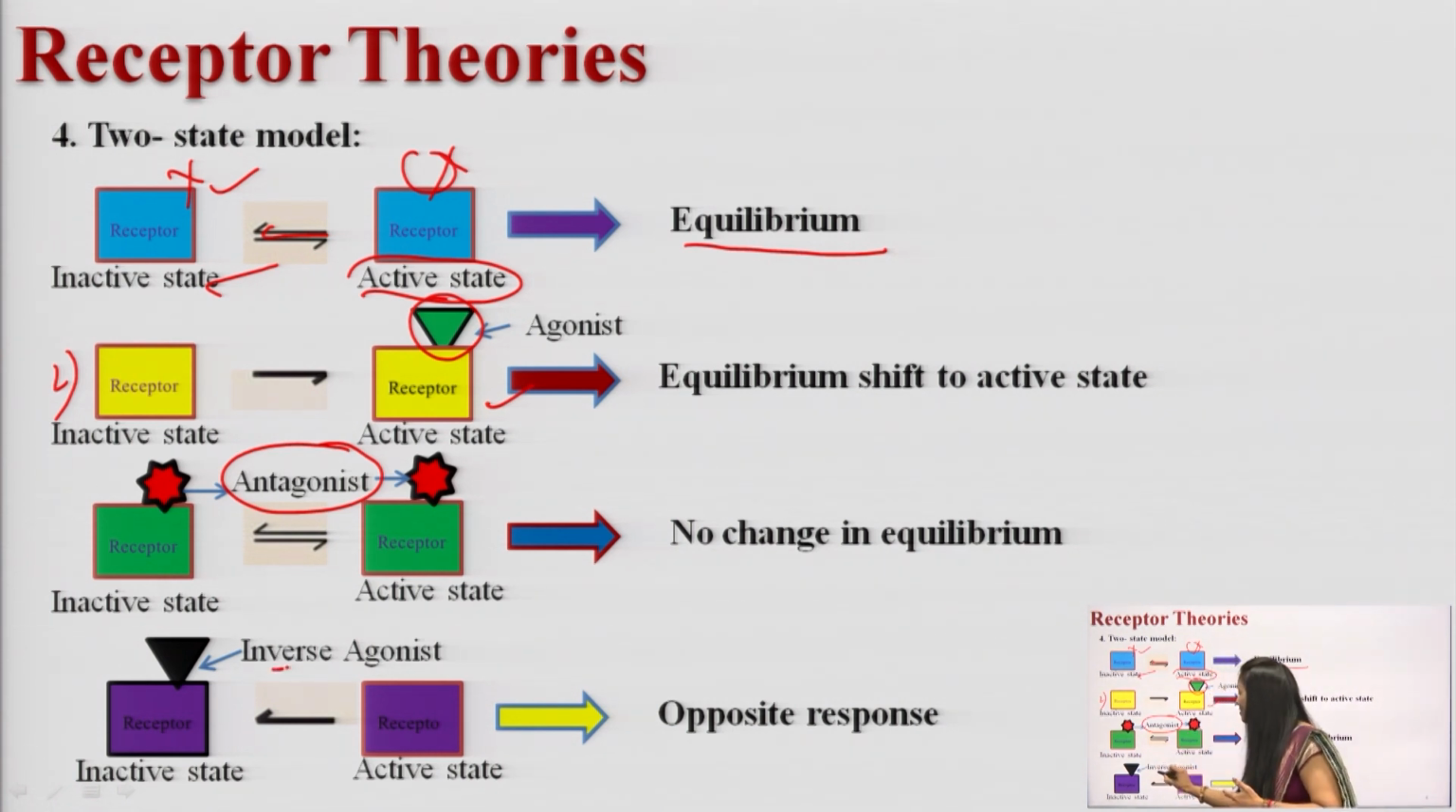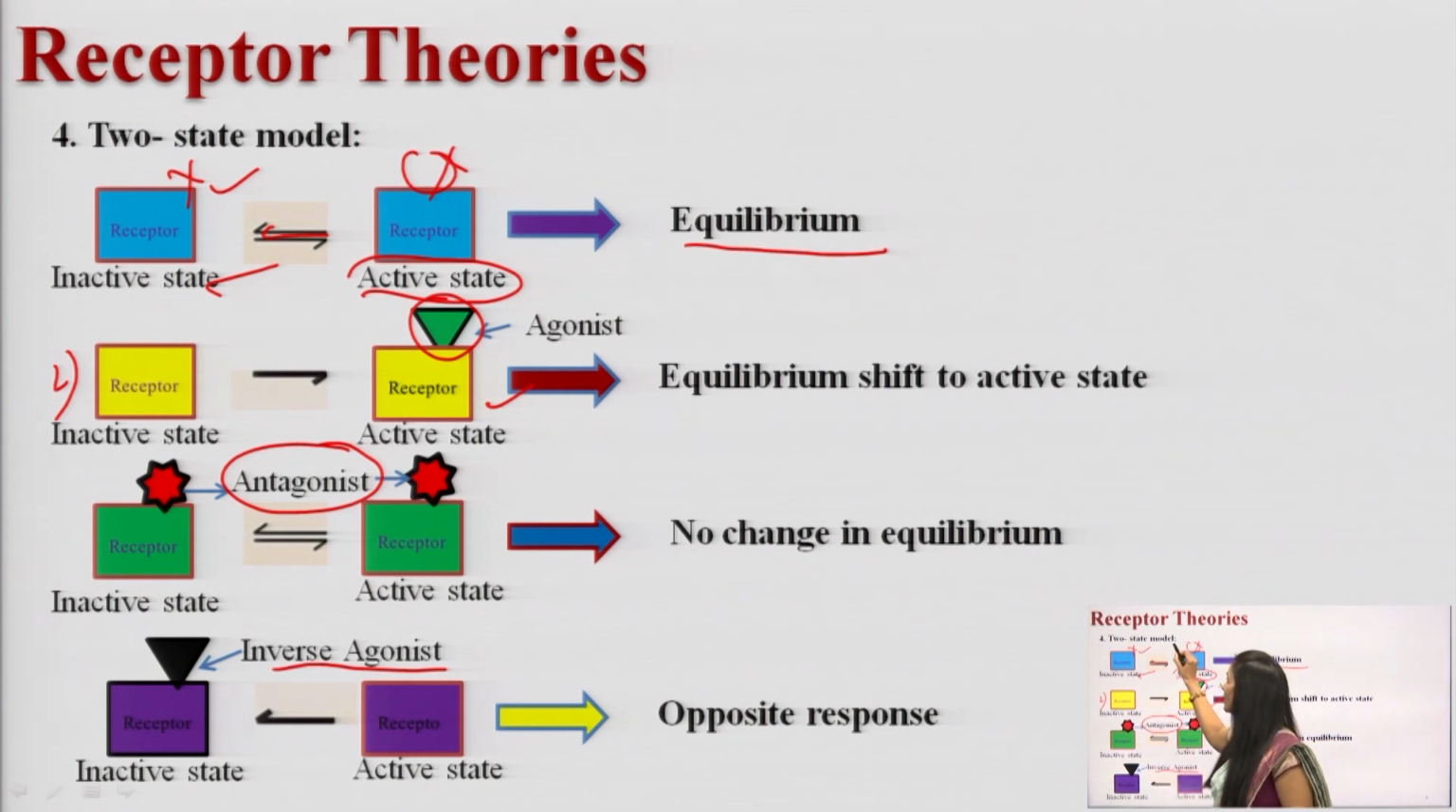And next one, the inverse agonist. When you administer the inverse agonist, it is going to show some opposite action, some inverse action. The inverse agonist is a drug which goes and binds to the inactive site of a receptor, shifts the equilibrium to the inactive site, and shows the opposite action.